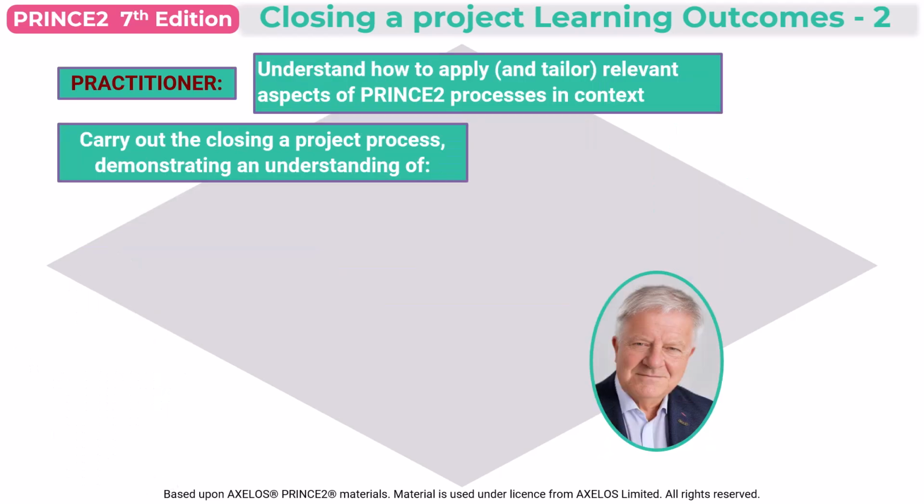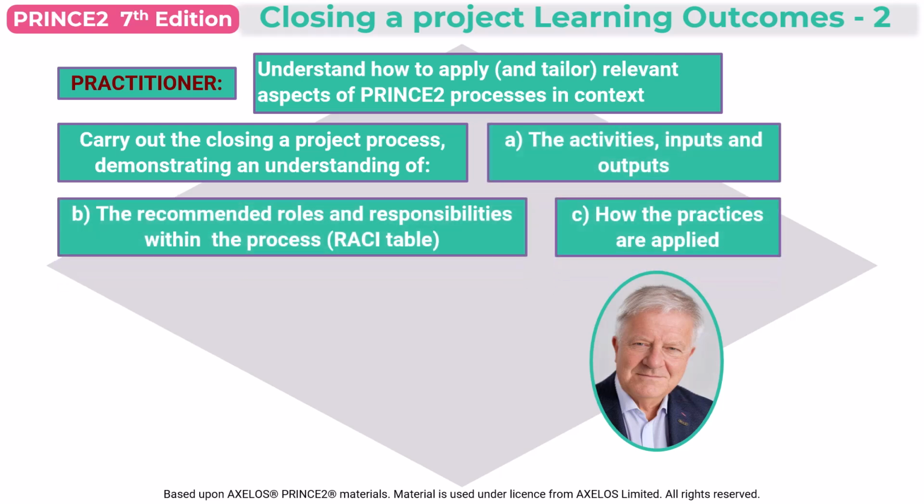And on the practitioner exam, you'll need to be able to understand how to apply and tailor relevant aspects of PRINCE2 processes into context, the closing a project process in this particular example. You'll want to be able to carry out the closing a project process, demonstrating a clear understanding of A, the activities, inputs and outputs of the closing a project process, B, the recommended roles and responsibilities within the closing a project process via the RACI table, and C, how the 7 PRINCE2 practices are applied to the closing a project process.